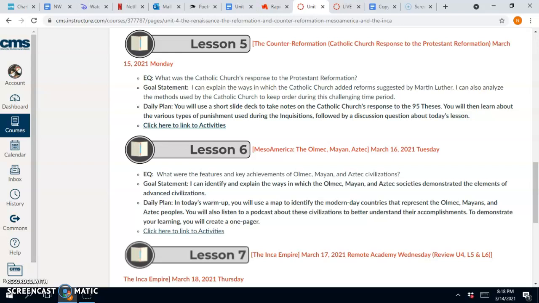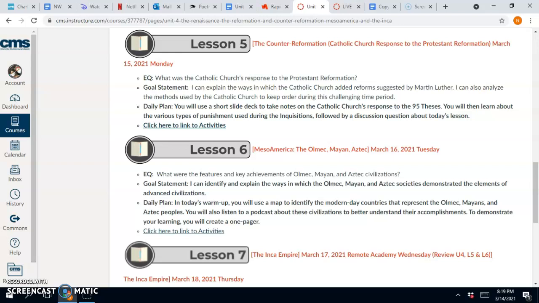The essential question here is, what was the Catholic Church's response to Martin Luther's Protestant Reformation? Goal statement, and this is what you need to write down in your notes. I can explain the ways in which the Catholic Church added reforms suggested by Martin Luther. I can also analyze the methods used by the Catholic Church to keep order during this challenging time period.